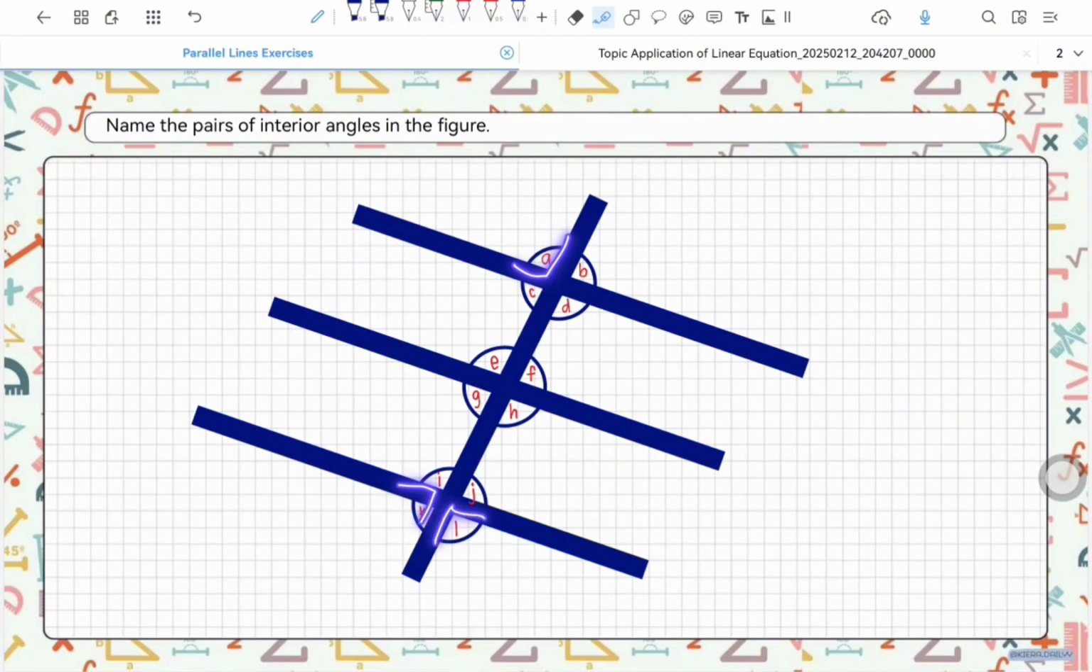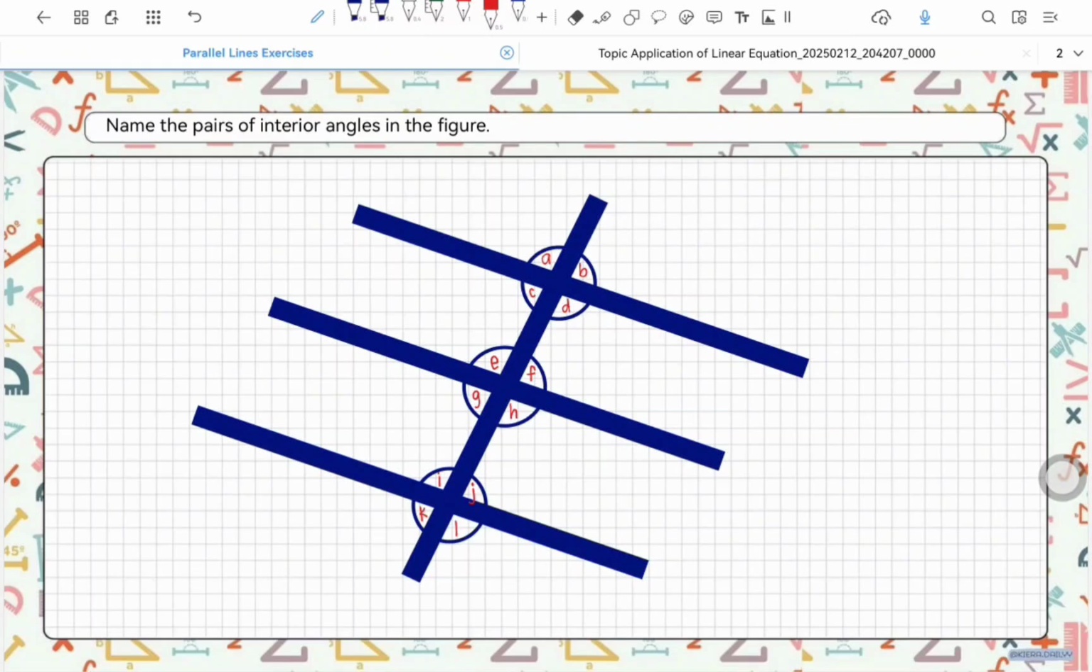We have only four exterior angles in the picture. That is angle A, angle B, angle K, and angle L. Now we know what the interior angles are already, but we have to pair them up. How do we pair them up? They should be on the same side. C and E are on the same side, D and F are on the same side, as well as G and I, and H and J.